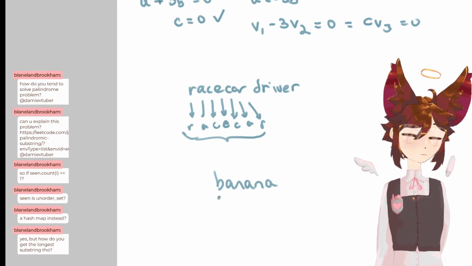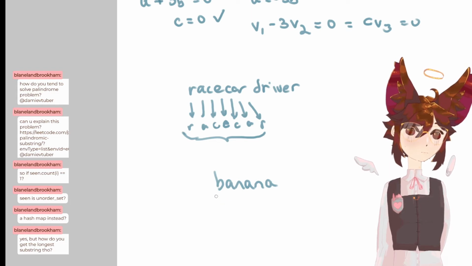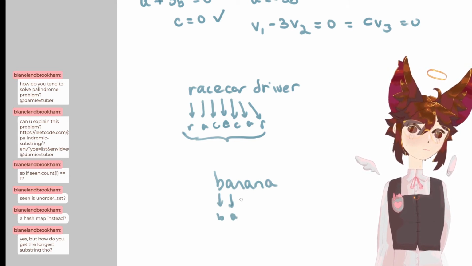So you'd go, okay, B, A, and you're just assuming that there's a B and an A. Oh, that wouldn't really work that well. So you log B, you log A. Oh, it could be "anna." So you log B, A, N, A, and you're like, oh, there's another A, that's good.